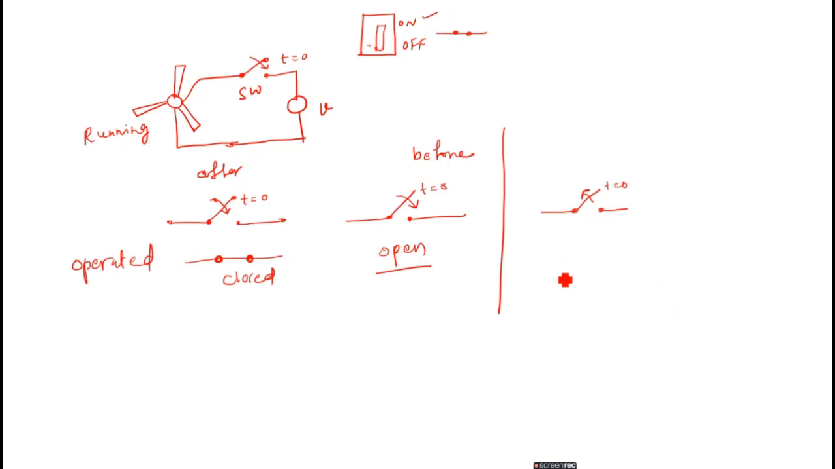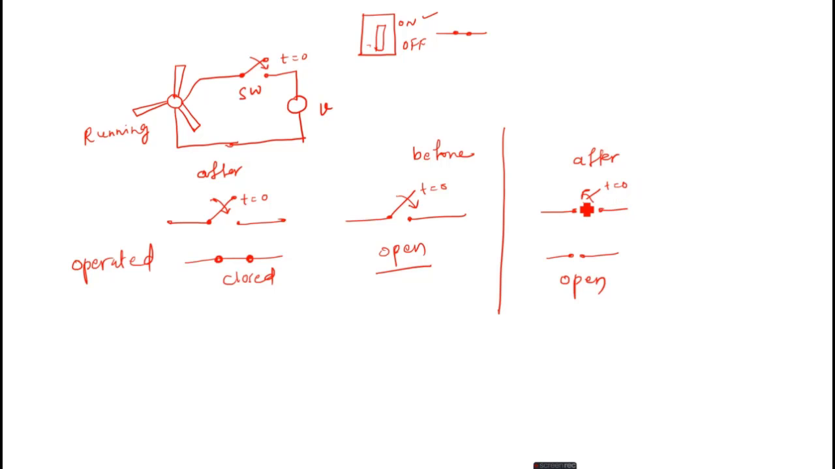Okay. So first thing, once it is pressed, what happens there? It acts as open, obviously. Initially it was closed, so that fan was running. When it is operated, because of this symbol it opens, so that fan will stop.